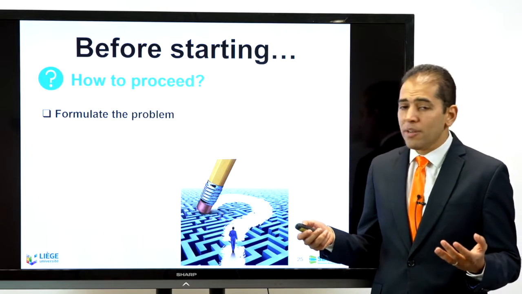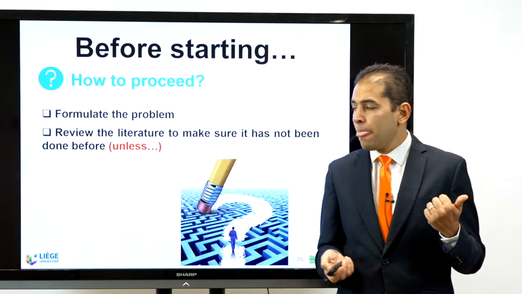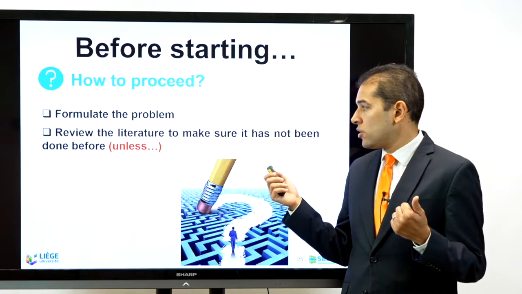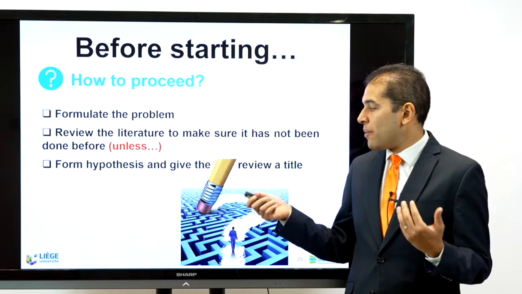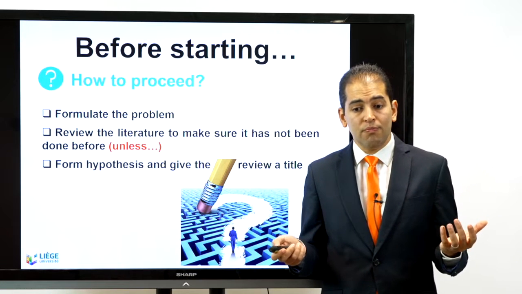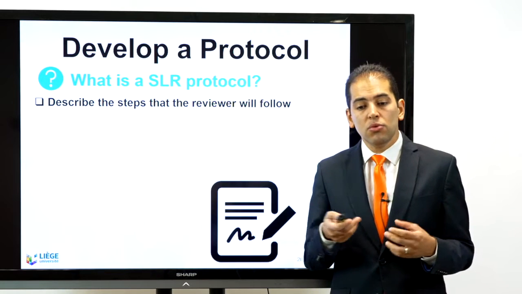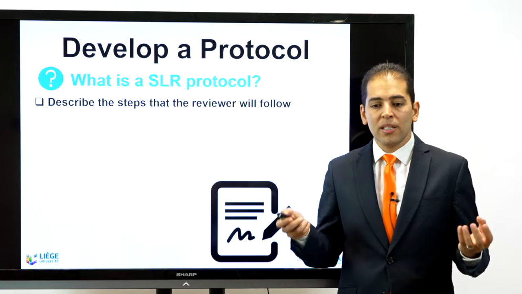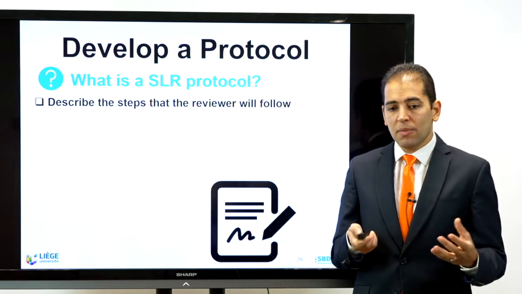Well, before starting, you have to ask yourself, how can I proceed? You need to formulate your research problem. You need to review the literature to make sure it has not been done before. And you need to have a form of hypothesis and give the review a title. This is the first thing to do. Next, after that, you need to ask yourself what I'm going to do with my protocol, how I can develop it. So you need to describe the steps of your systematic review before starting them.